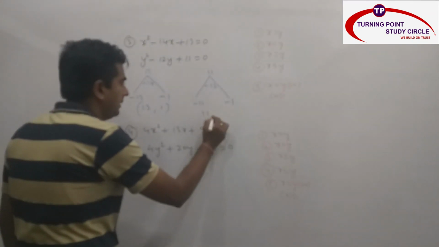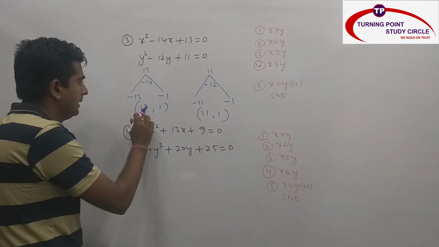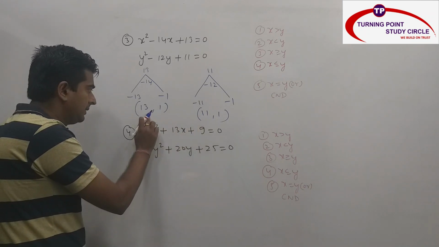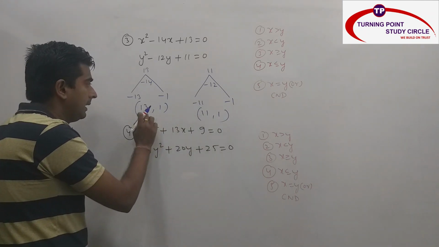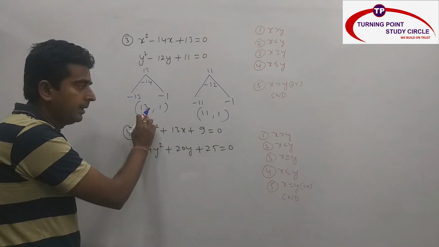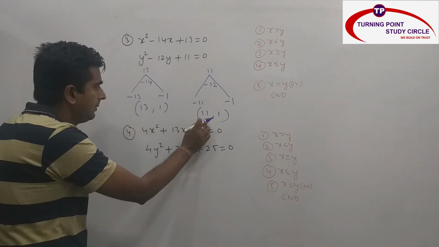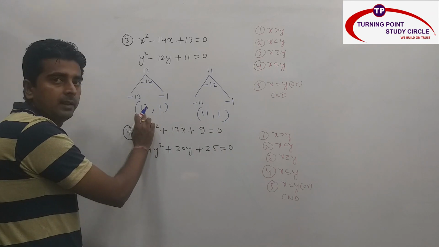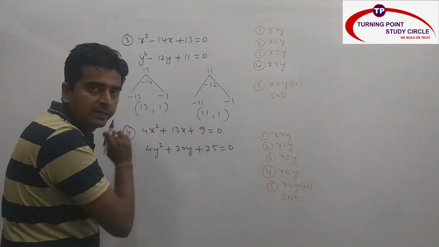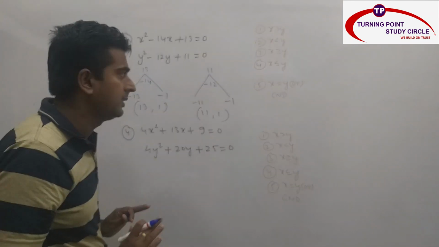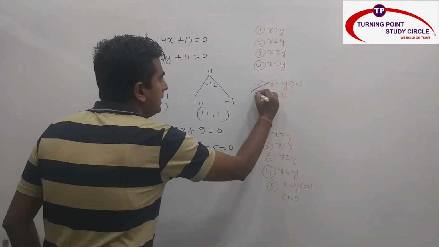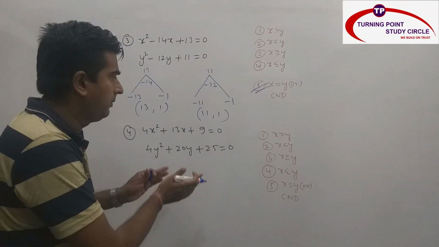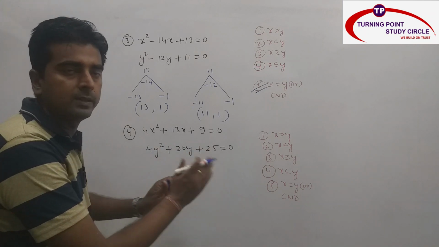So the final answer is 11, 1. Then we have to compare 13 and 11: x is less. 13 and 1: x is greater, right? When you compare 13 and 11, x is greater. When you compare 13 and 1, again x is greater. But when you compare 1 and 11, y is greater. So here itself we have to stop the process, and directly our answer is nothing but C and D, because at one point of time x is greater, at one point of time y is greater.